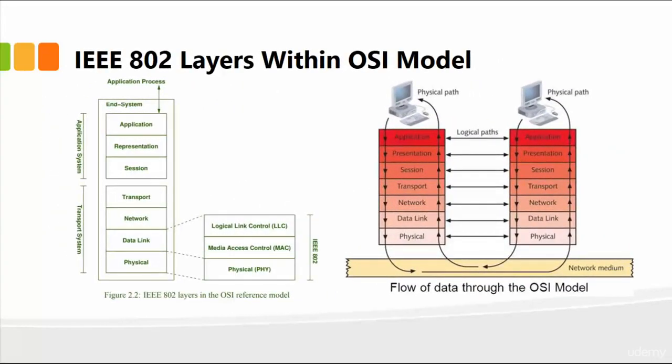Next, I want to compare side by side the IEEE 802 layers within our OSI conceptual model. On the left, you'll notice it's the 802 layers in the OSI reference model, and here again you'll see that the data link layer is being divided into logical link control and media access control. And on the right side, of course, our famous OSI model that we took a look at in previous lessons. By this time, you should have memorized all these layers, right? And the names of these layers and what happens at each layer as data flows throughout the entire model.